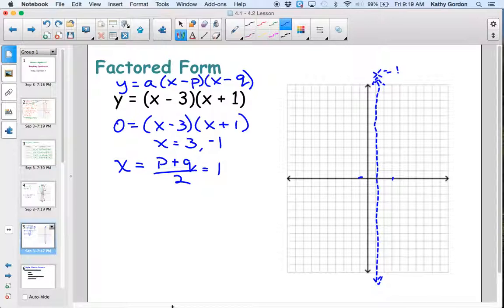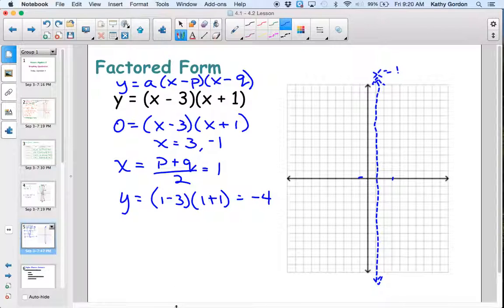But it also then tells us what? It tells us the x value of the vertex, because the vertex has to be on the axis of symmetry. So now I can go back to my equation, substitute 1 in, and find out the y that should go with it to get the vertex. And what's that going to give us? A negative 4.